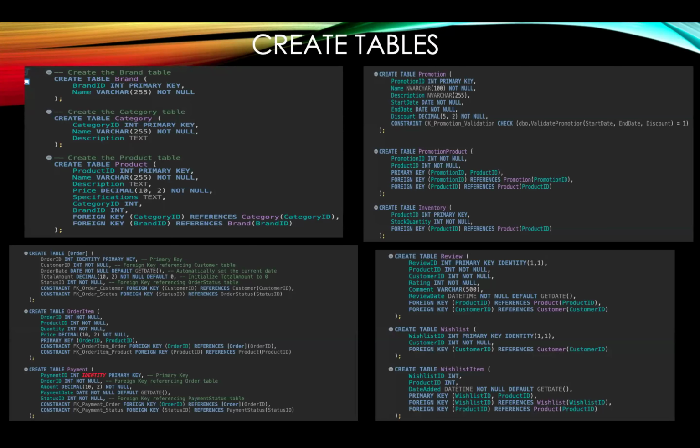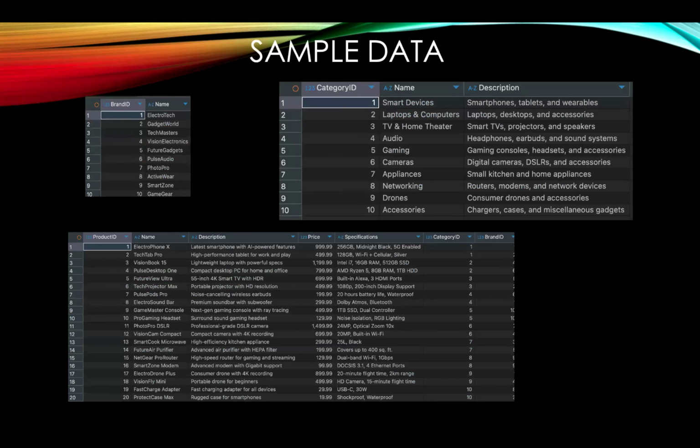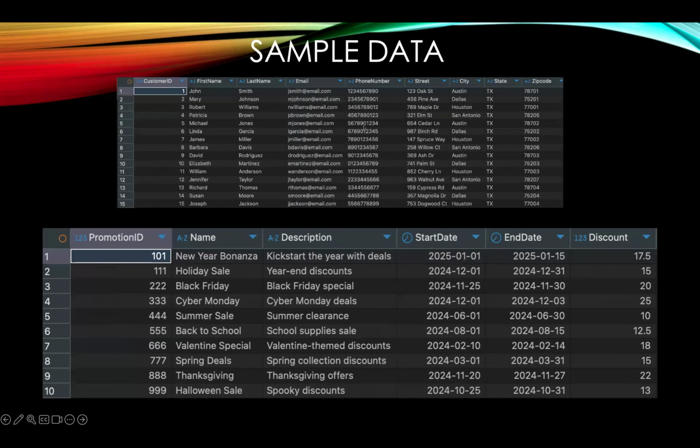Based on the ERD, these are the table creation scripts that we have for all the different tables in our database. And here is the sample data that we have populated in these tables for brand, categories, products, customers, and different promotions.